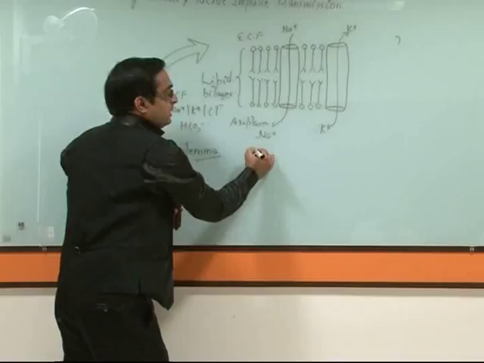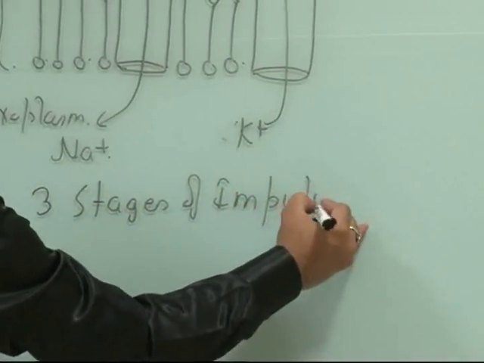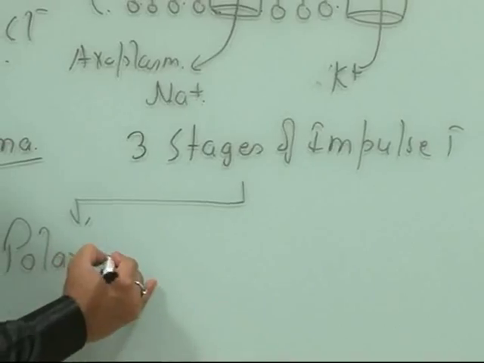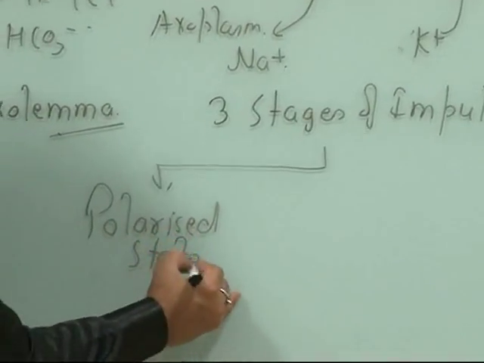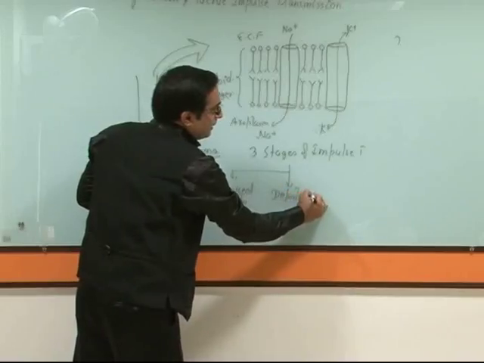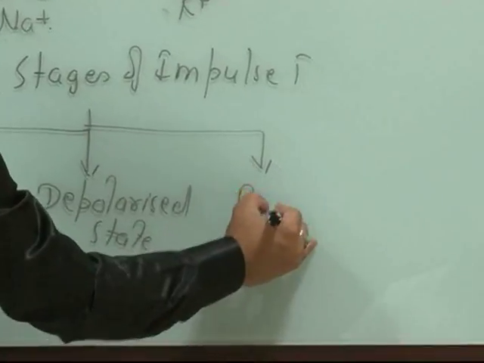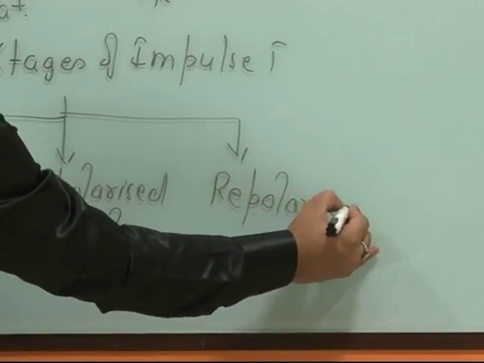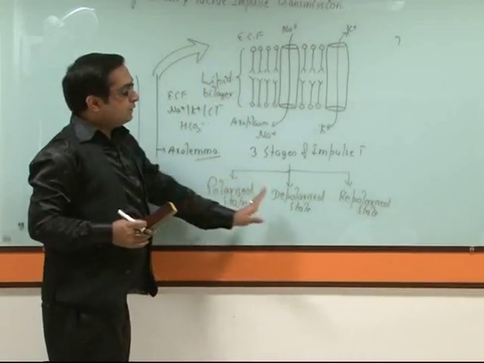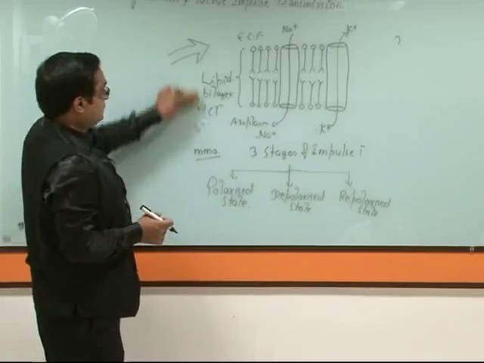Now, the three stages of impulse transmission are: first, there is polarized state, when the neuron is polarized. Second stage is depolarized state, and third stage is repolarized state. Step by step, we'll see all the three stages of impulse transmission. First, let's see the polarized state of a neuron.